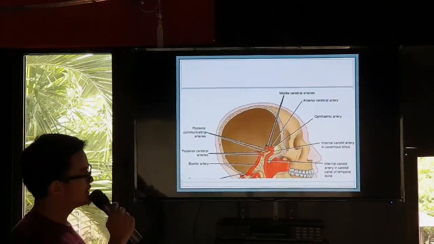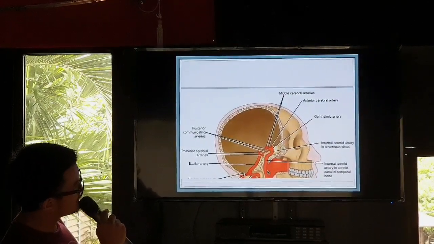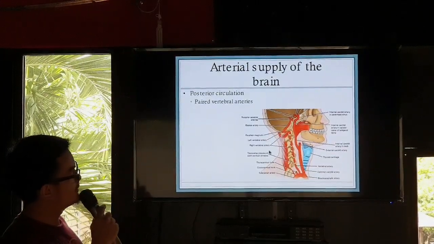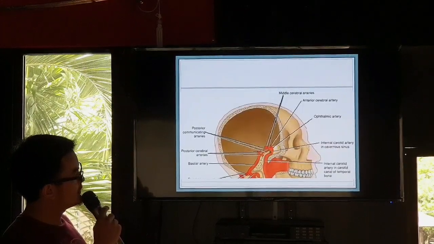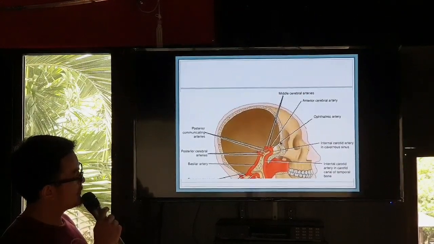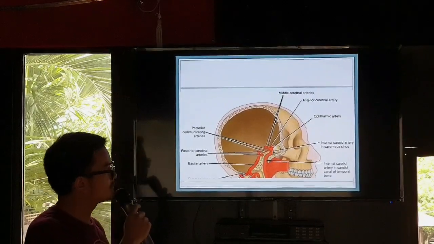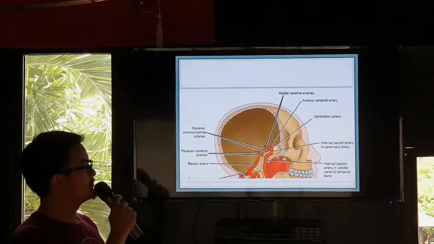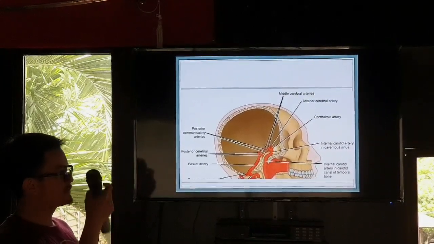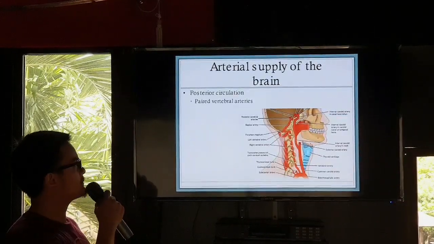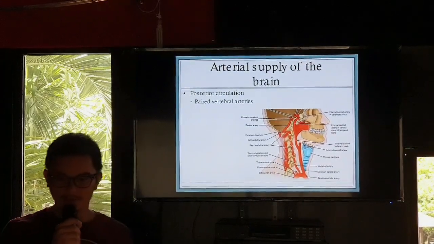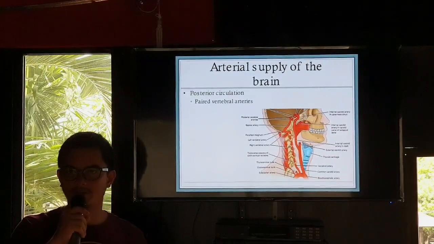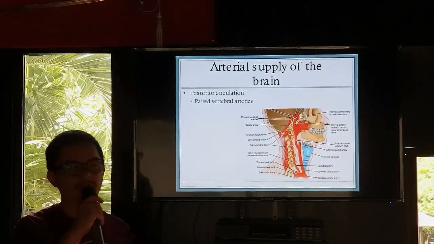Here's another illustration. Here is the internal carotid artery in the carotid canal of the temporal bone. It gives off the ophthalmic artery, which is the first branch, and then it goes upward. So the anterior circulation is supplied by the right and left internal carotid arteries.